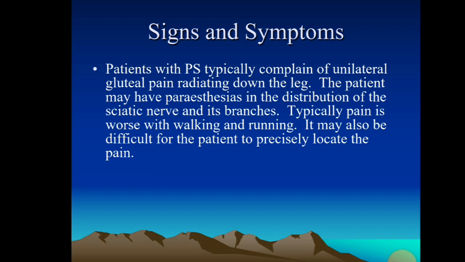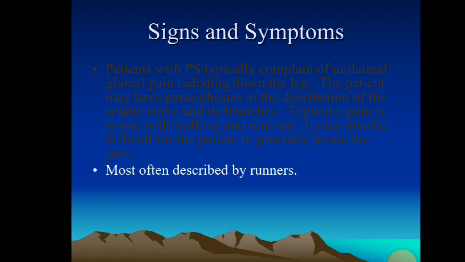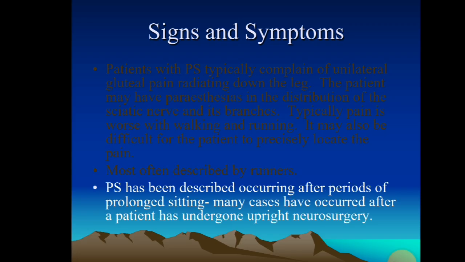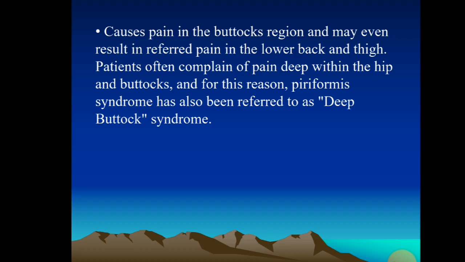Next, the patient complains of unilateral gluteal pain, which may or may not radiate down the leg. There is paresthesia in the sciatic nerve and its branch distribution, which can worsen with walking or running, and sometimes it is difficult to even locate the pain. Most often it is described by runners, and it can occur after long sitting also.